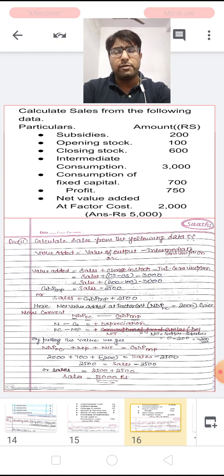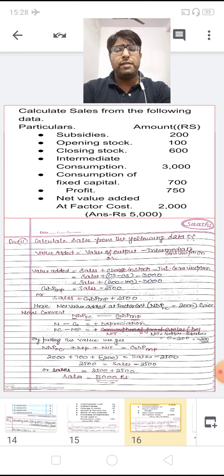What is consumption of fixed capital? Consumption of fixed capital is the value of depreciation. Profit is given as 750, whereas net value added at factor cost is given as 2000. Now here the value of NDPFC is given, that is 2000.